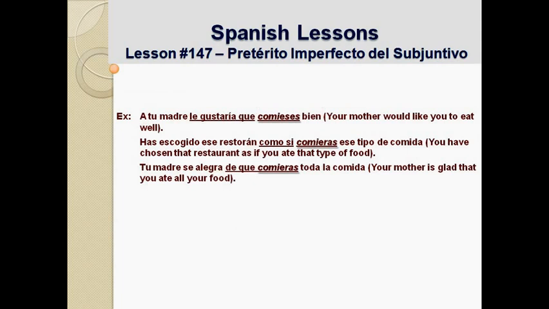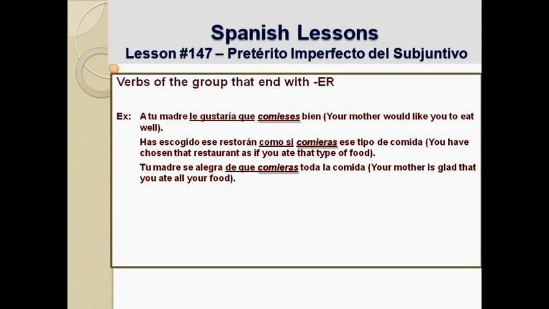Now let's step into the second classification of verbs. The verbs of the group of verbs that end with the letters ER. Here are some examples. A tu madre le gustaría que comieses bien. Your mother would like you to eat well. Comieses is in pretérito imperfecto del subjuntivo.